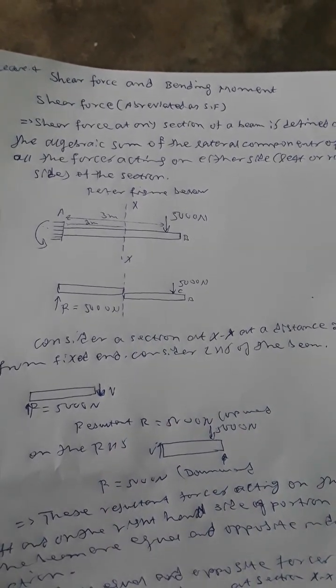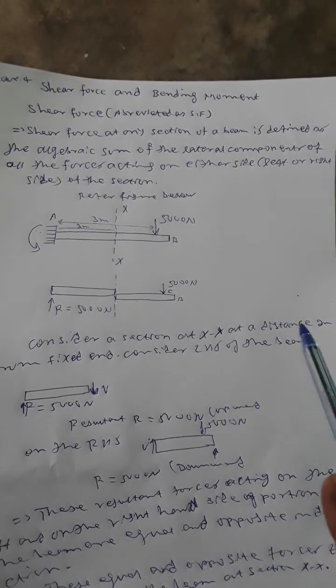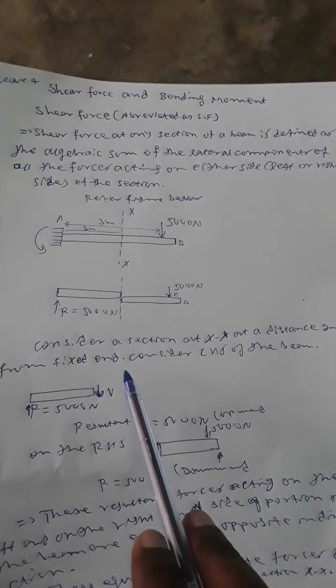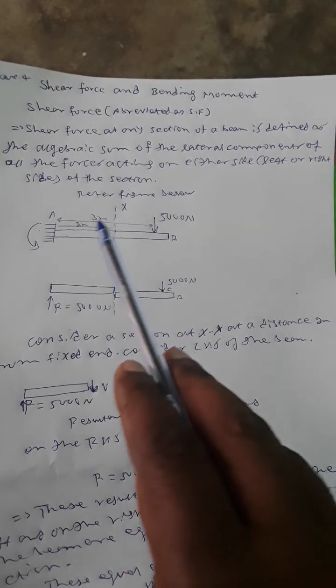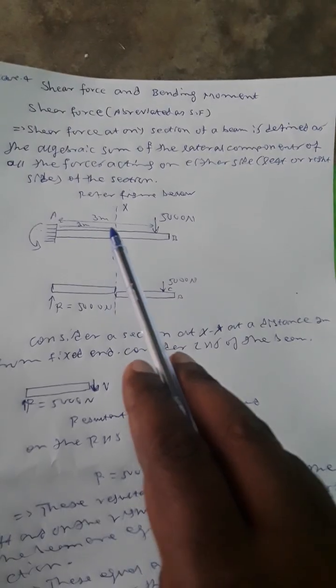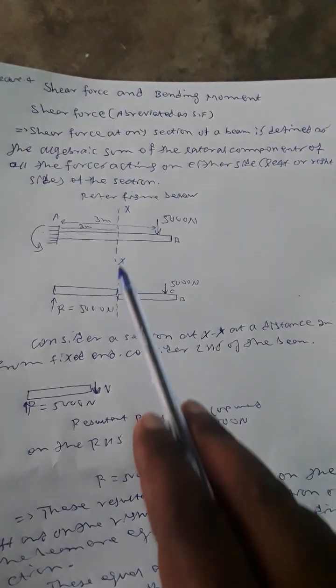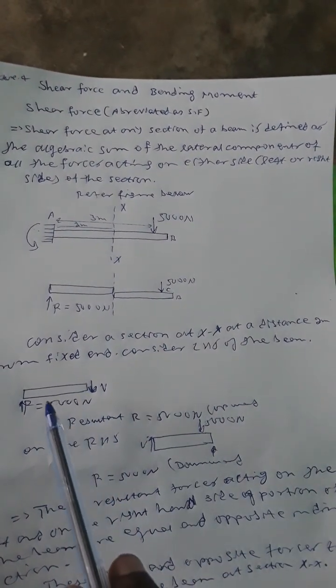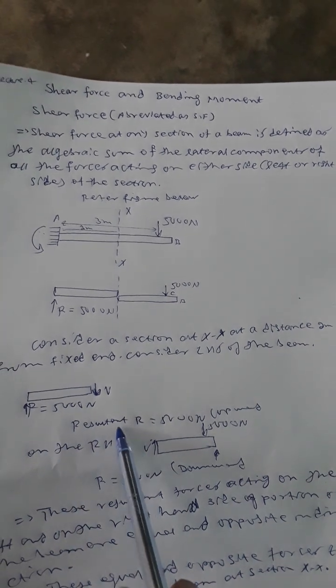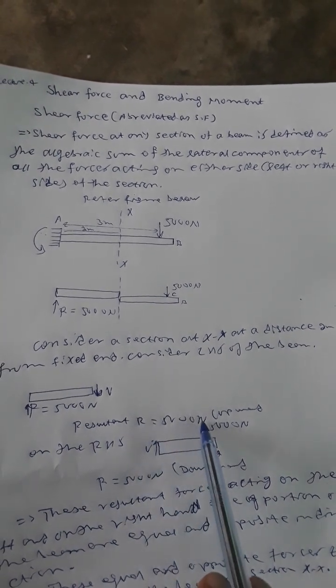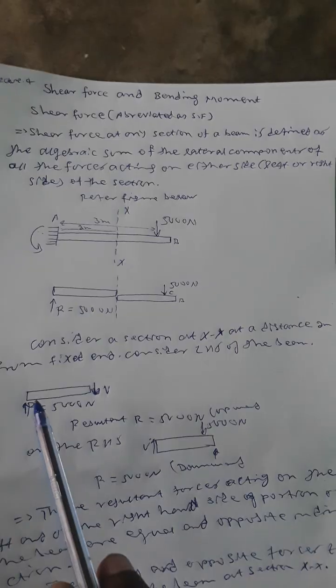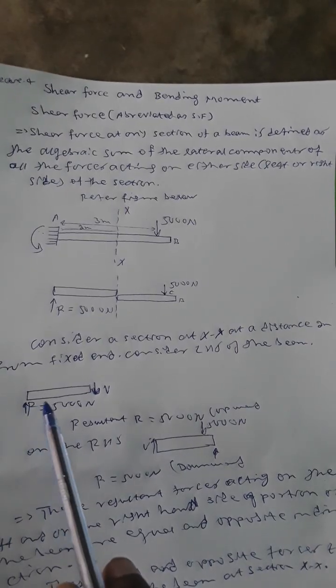Consider a section XX at a distance of 2 meters from the fixed end. Consider this section and cut it. Resultant R is equal to 5000 Newton upward.